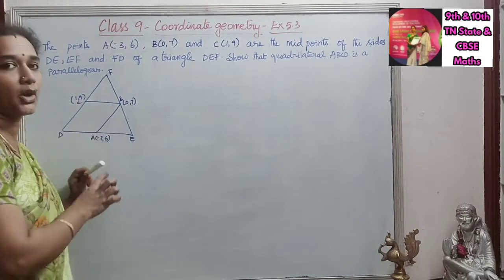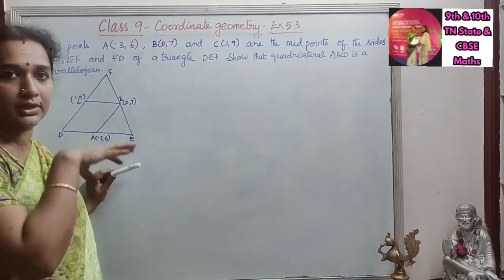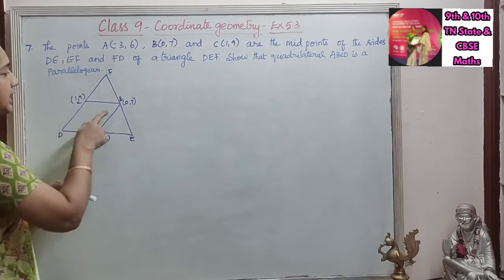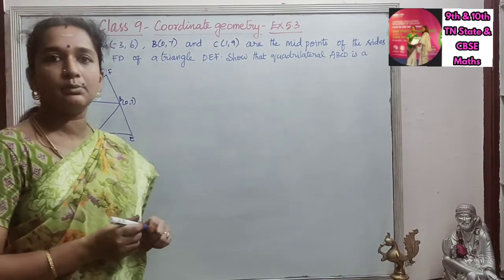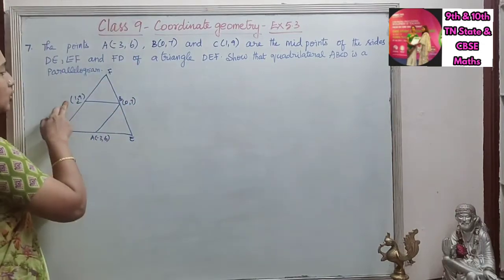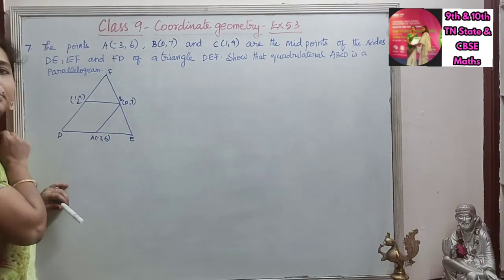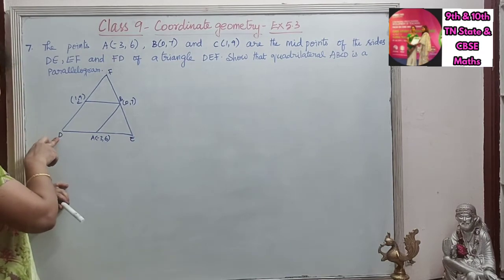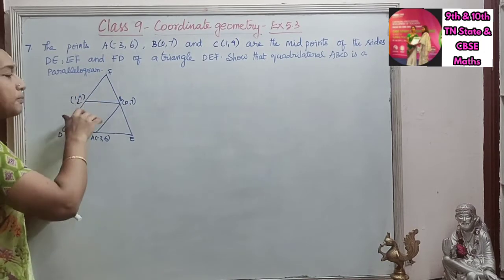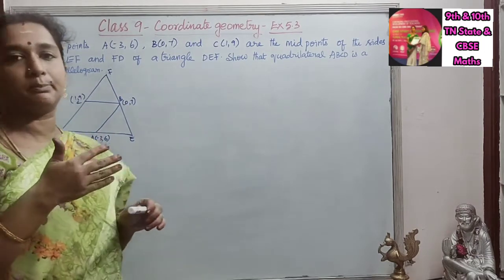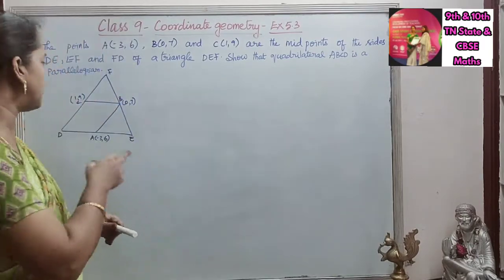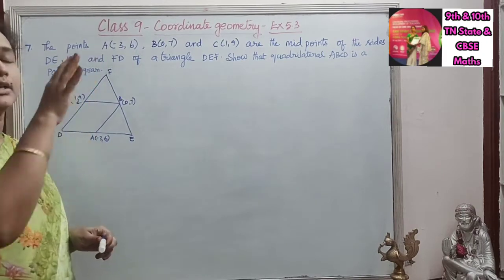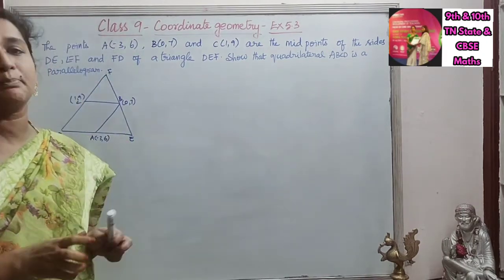So when we join points like this, we will get a quadrilateral, a four-sided figure. We are asked to show that the quadrilateral is a parallelogram. That is, ABCD is a parallelogram. We have to check. So for finding the parallelogram, we are having 3 points here. If we find this D point, then we can find the midpoints of this parallelogram. When we equate the midpoints, if it is equal, then we can say that the quadrilateral is a parallelogram.